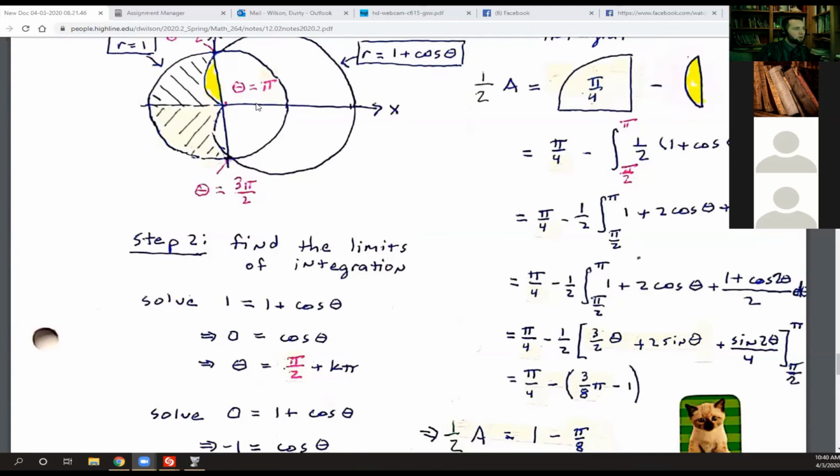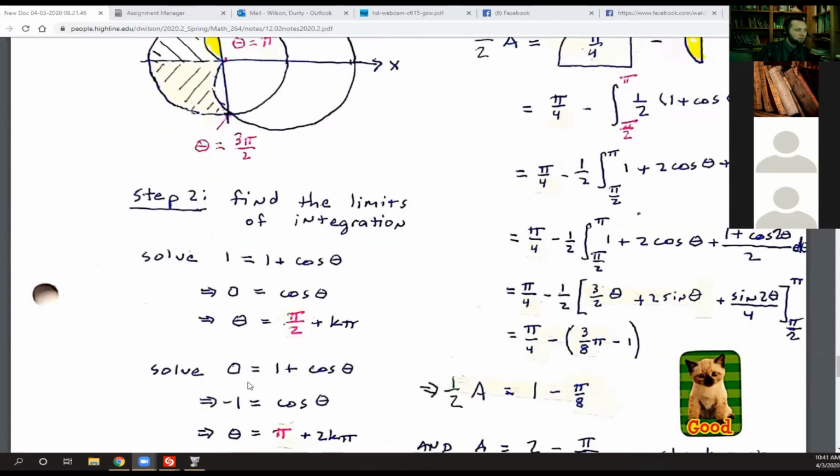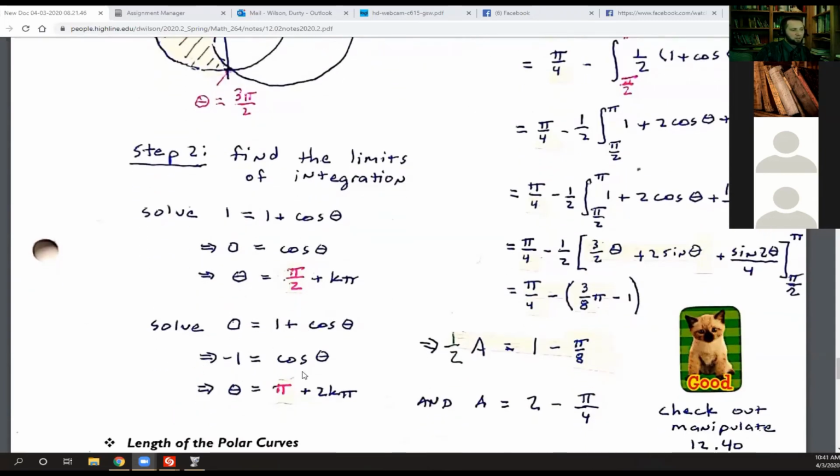The other intersection point we want is where we go through the origin. We could have also looked for where r equals 1 out here, but it's kind of the same thing. So we're going to look for the origin. So we set the cardioid, r equals 1 plus cosine theta, equal to 0. This is like r equals 0. It represents the origin or the pole. And again, we solve: negative 1 equals cosine theta. That would be when theta equals pi plus 2k pi. And what we care about is that first intersection point.